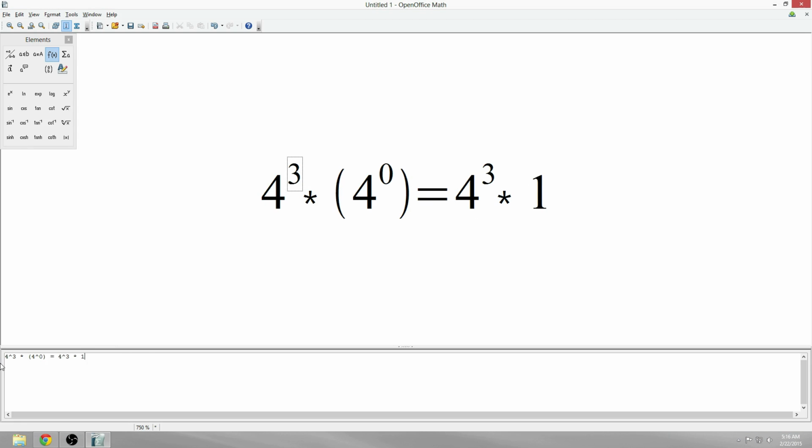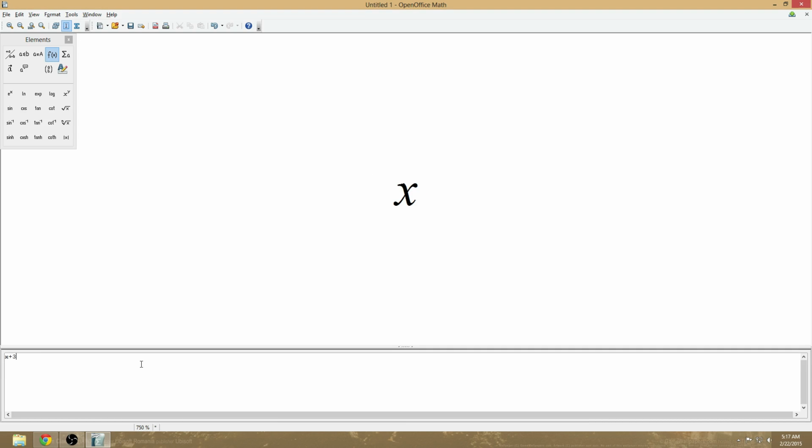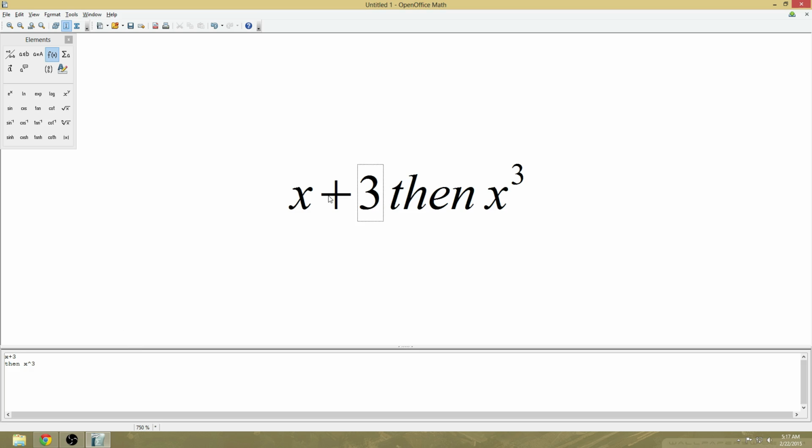Now, using variables in this, such as x is equal to 3, then x to the third is what? If x is equal to 3, then 3 to the third would be what number? It would be 27.